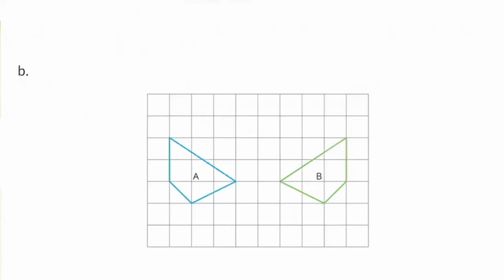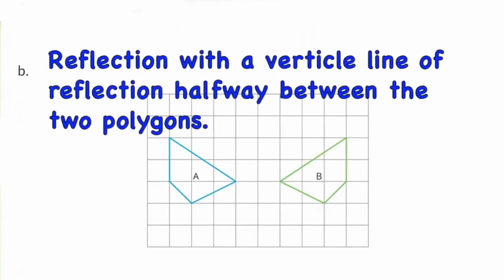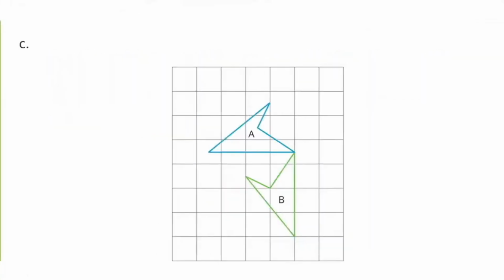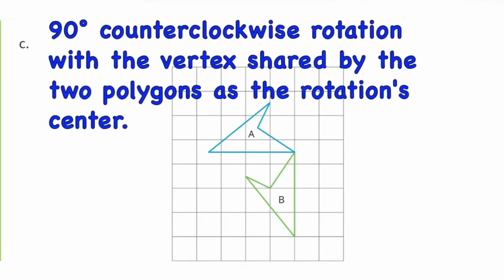B. A reflection with a vertical line of reflection halfway between the 2 polygons. C. A 90-degree counterclockwise rotation with the vertex shared by the 2 polygons as the rotation's center.